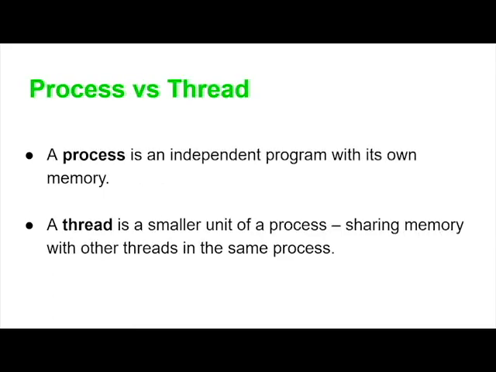The next topic is the difference between a process and a thread. A process is an independent program with its own memory, and a thread is a smaller unit of a process, sharing memory with other threads in the same process. An example is Chrome, your browser. Each tab can work as a thread. Threads make the program faster, but they also need careful management to avoid any conflicts.